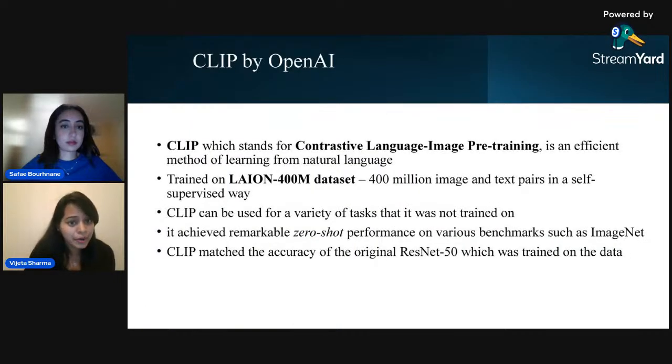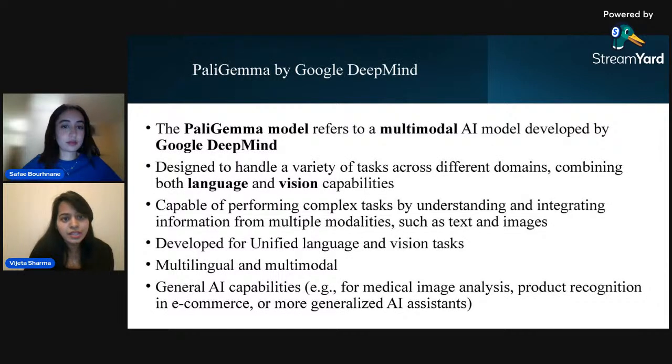Another is CLIP by OpenAI. It is the contrastive language image pre-training. This is also a very big model with zero-shot learning. Another is PaliGemma by Google DeepMind. They also have language and vision capability. They are large language vision models, not only large vision models. They have a capability for general tasks as well.